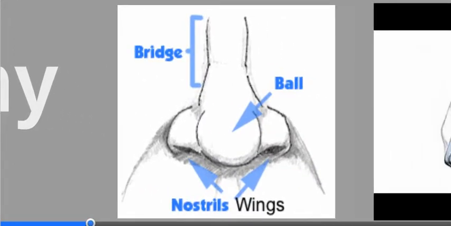First, let's talk about the anatomy of your nose. Your nose has a bridge, the part that goes down. Then you have the ball, which is the round part on the edge of your nose. And then you have your nostrils and your wings, the part that goes around your nostrils.